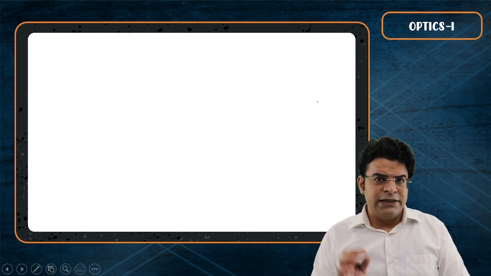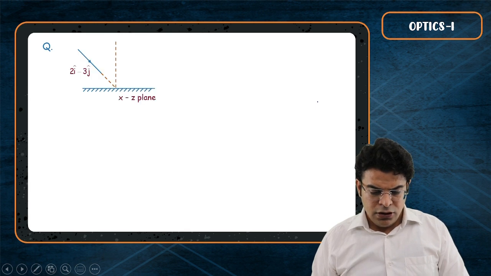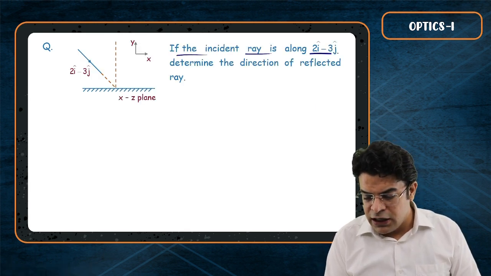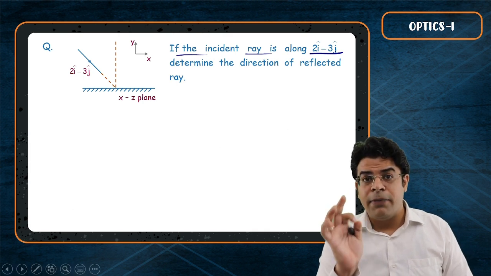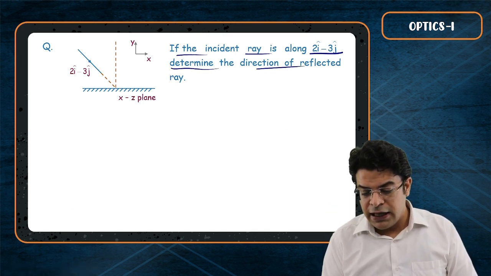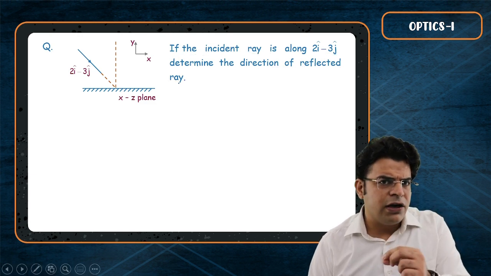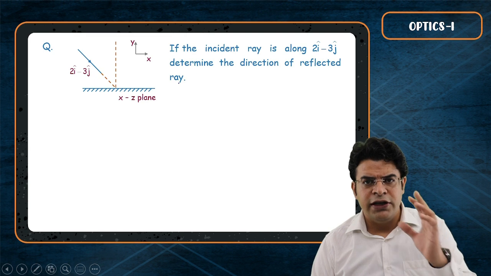So now let's see an example. There is this question. The question goes like, if the incident ray is along the vector 2i cap minus 3j cap, determine the direction of the reflected ray. Along which vector is the reflected ray going?